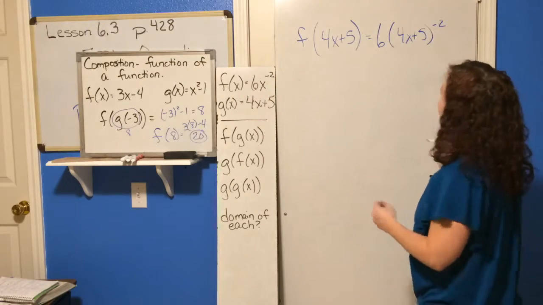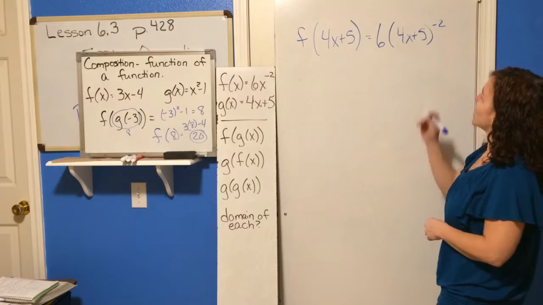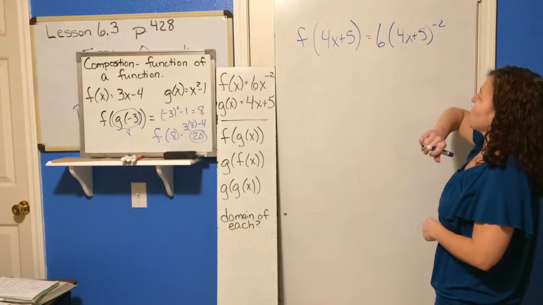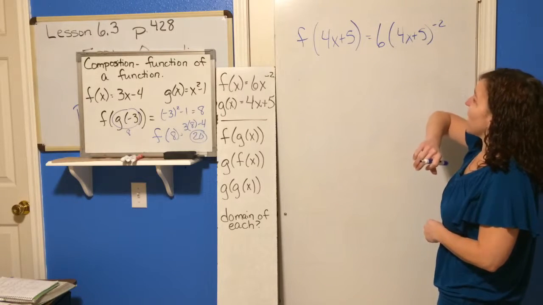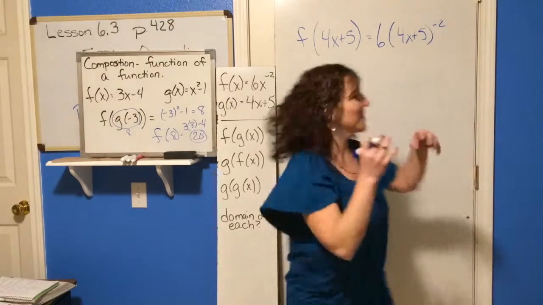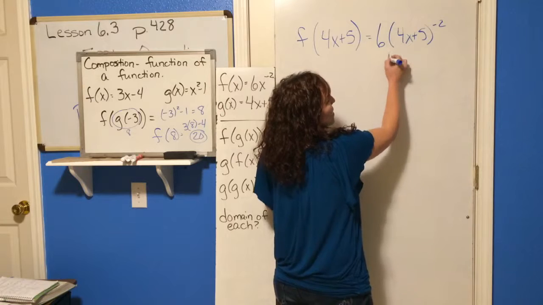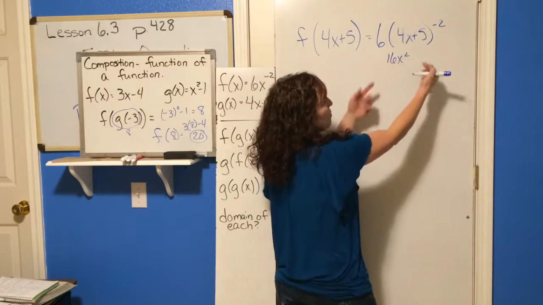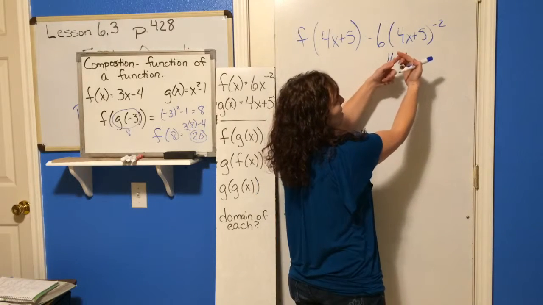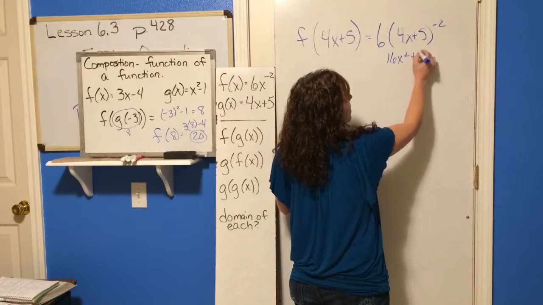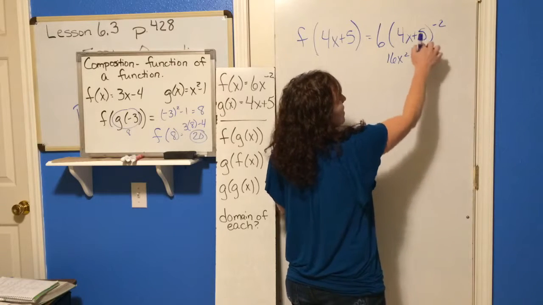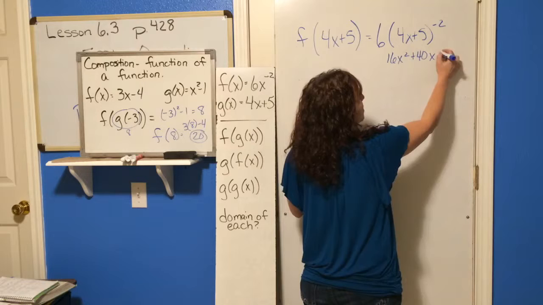Okay? So then to simplify that, you would simply square the 4x plus 5. And if you remember the shortcut, you're going to square the first one, 4 squared is 16x squared. Multiply the two together, which is 20x, times 2 is 40x. And then the last term squared, plus 25.